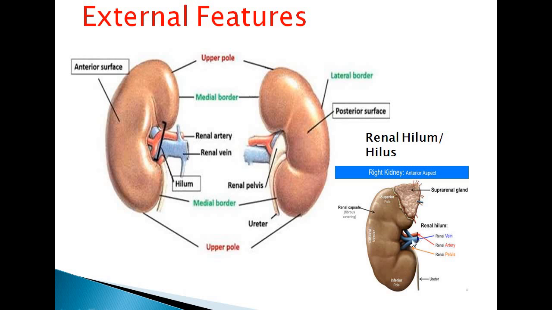In this diagram it is clearly seen that the most anterior structure is the renal vein, then posterior to it is the renal artery, and the most posterior structure is the renal pelvis, which is the expanded upper part of the ureter. So the structures arranged from anterior to posterior are the renal vein, renal artery and renal pelvis. By looking at this, it is clear that this is the anterior surface, which is irregular in appearance, and the posterior surface, which is flat in appearance.